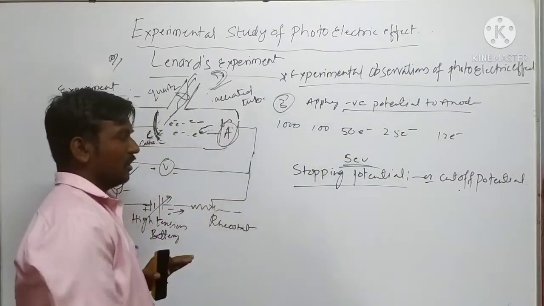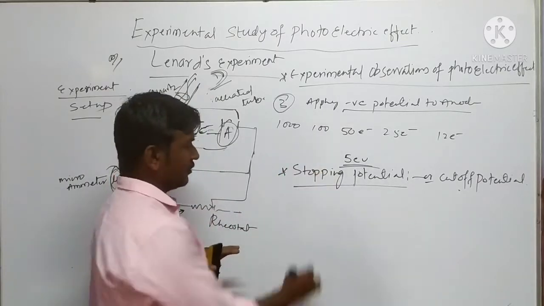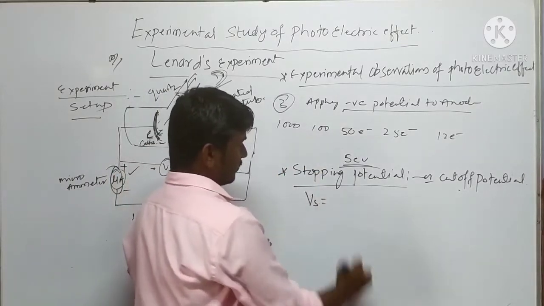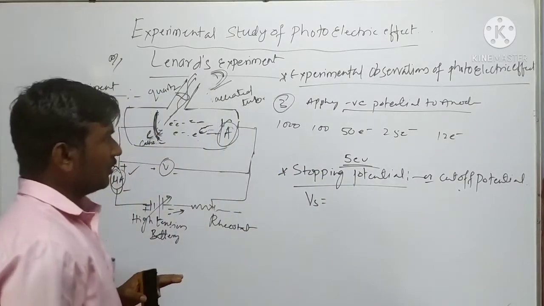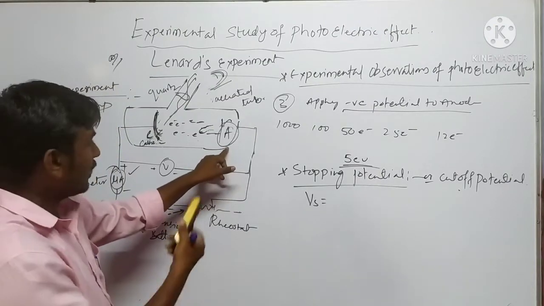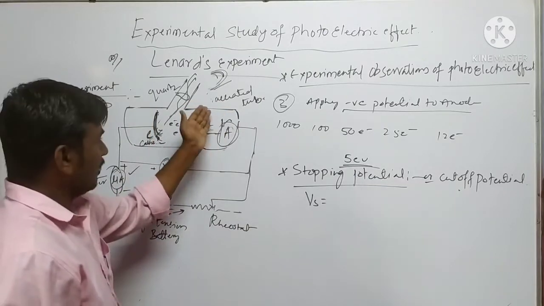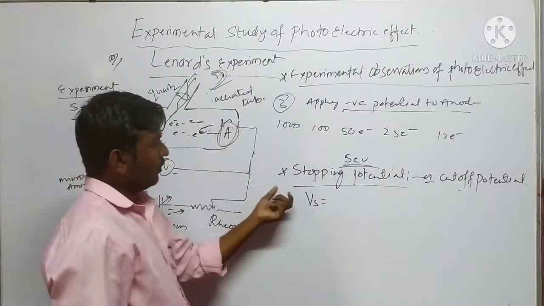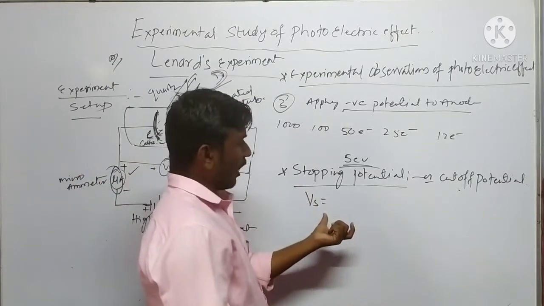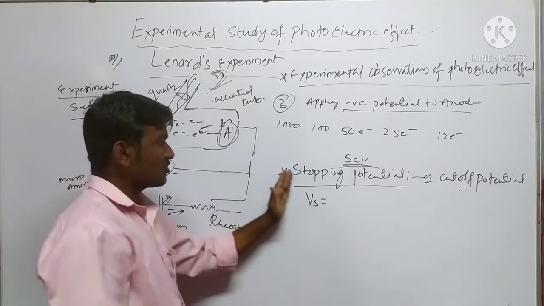We can also call it cut-off potential. This stopping potential is denoted by Vs. So if we increase the negative potential further, there is a stopping of these electrons. Due to this stopping, the photoelectric current becomes zero. So how much potential you apply to stop the photoelectric current, that is called stopping potential.